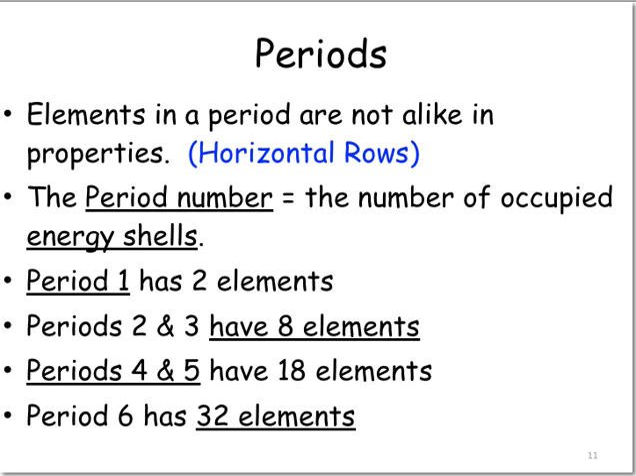Period 1 has only 2 elements, so if you count across there, you see there's 2 blocks going across. Period 2 and 3 show 8 elements each, so if you count those, you have 2 on the left and 6 on the right. And periods 4 and 5 have 18 elements, so if you count straight across there, you have 2, then a section of 10, then a section of 6, giving you 18. And period 6 has 32 elements because technically the F section gets included there.